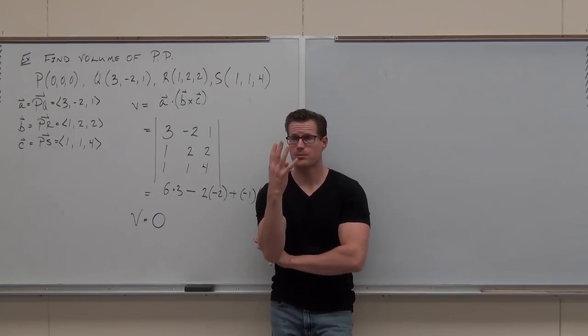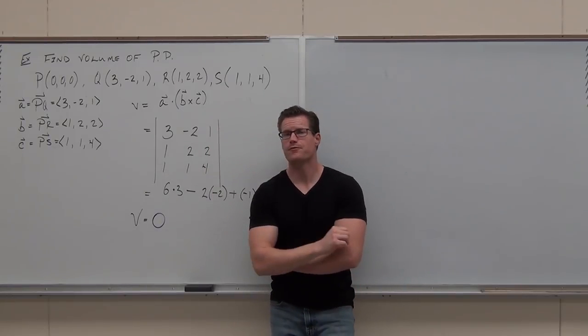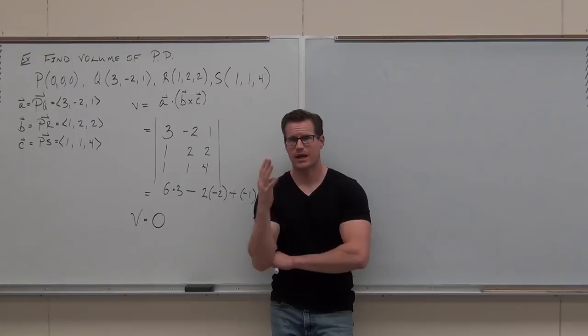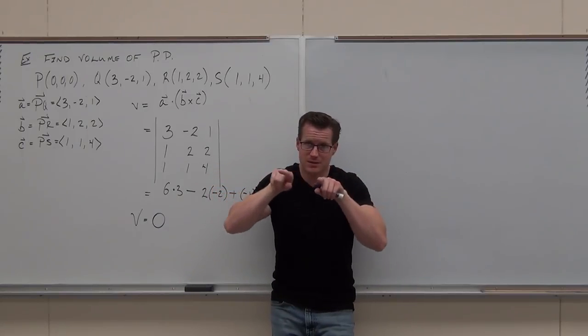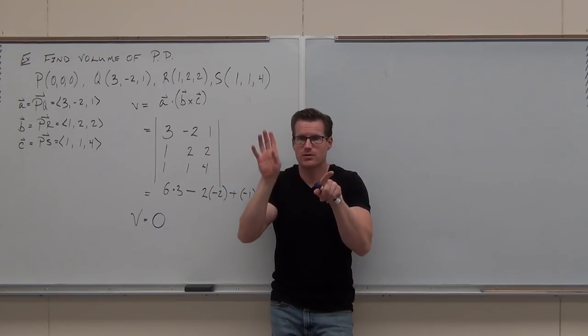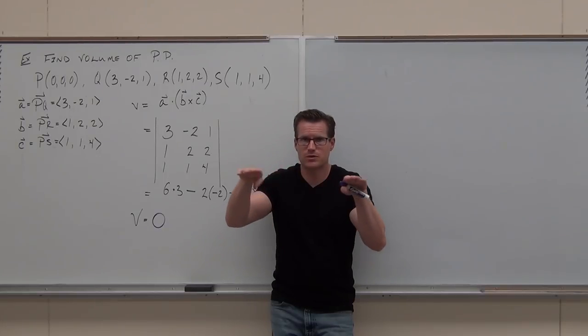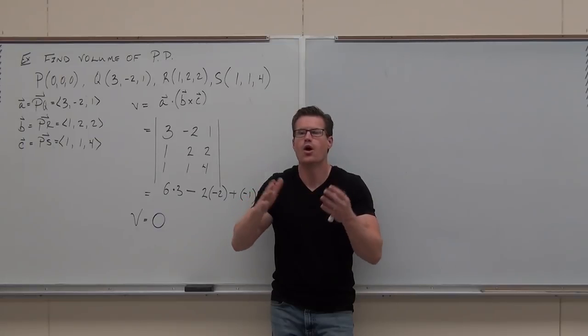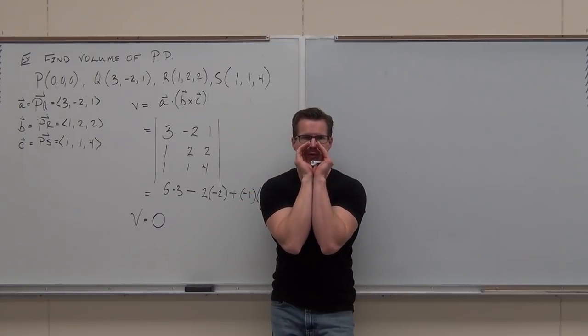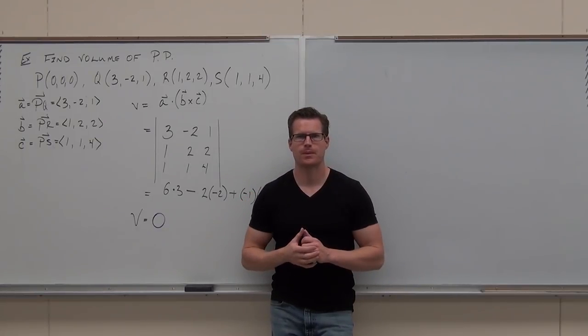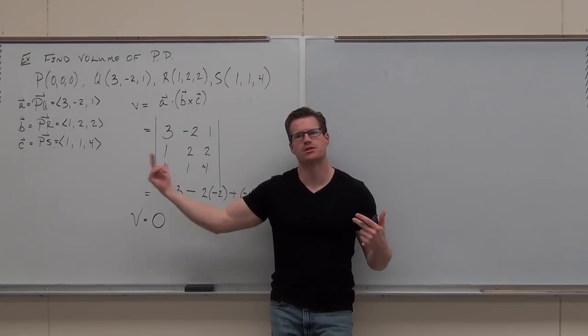If you have 4 points and you do this thing where you make this and you get the volume is 0, which means the height is 0. What's it tell you about those 4 points? They can't be equal, okay? They're obviously different points.